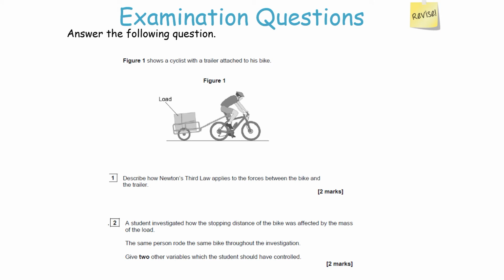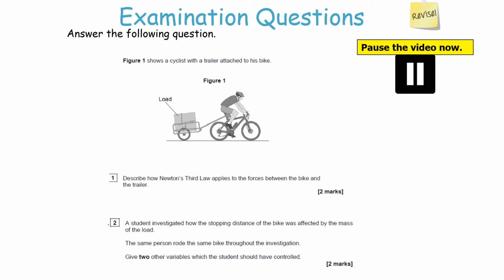Let's have a look at another question. Figure 1 shows a cyclist with a trailer attached to his bike. Describe how Newton's third law applies to the forces between the bike and the trailer. Then a student investigated how the stopping distance of the bike was affected by the mass of the load. The same person rode the same bike throughout the investigation. Give 2 other variables which the student should have controlled. So pause the video now and unpause the video when you want to go through your answers.